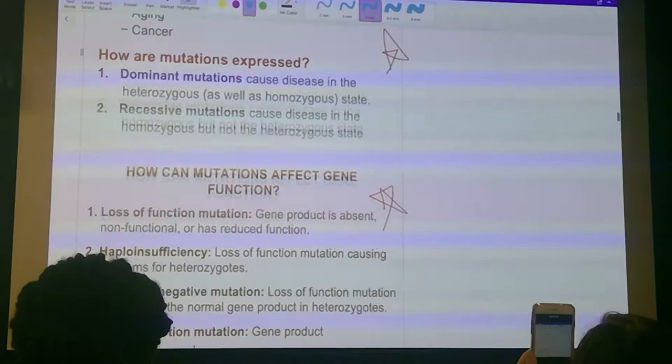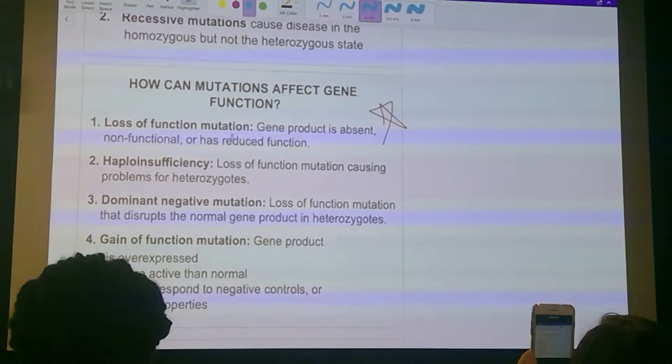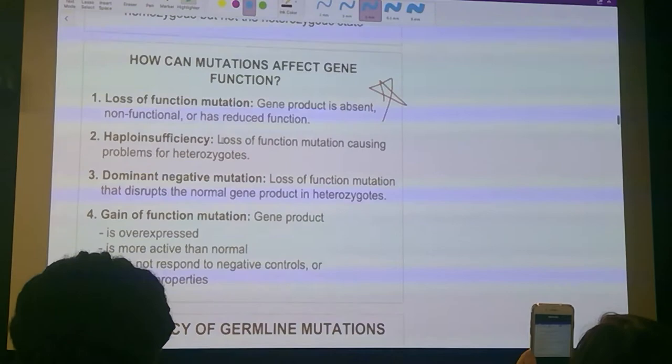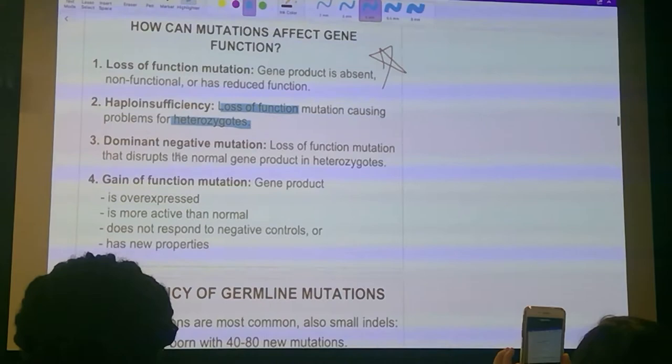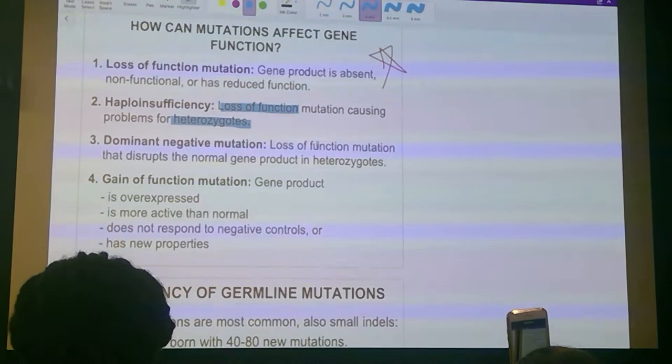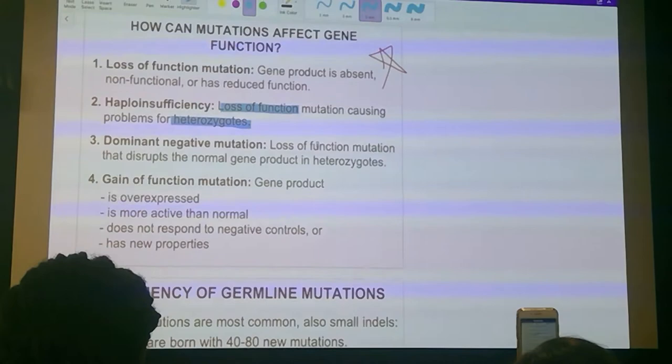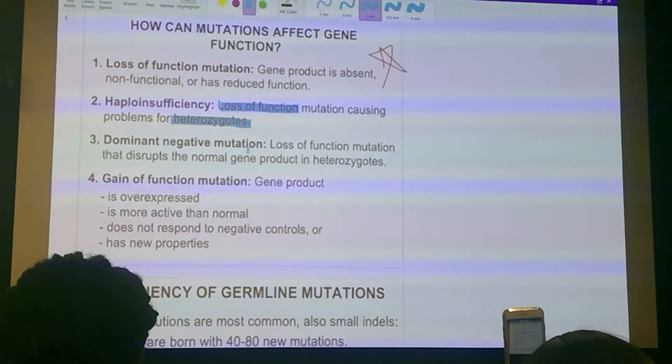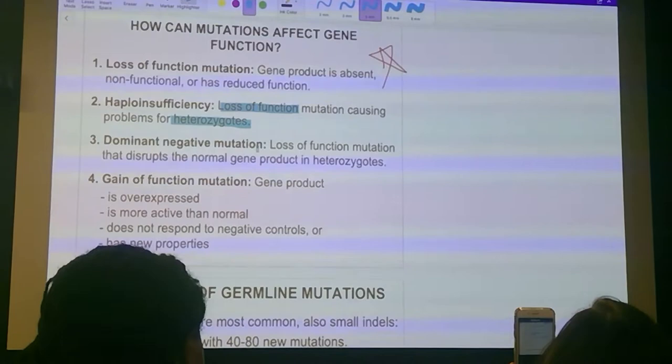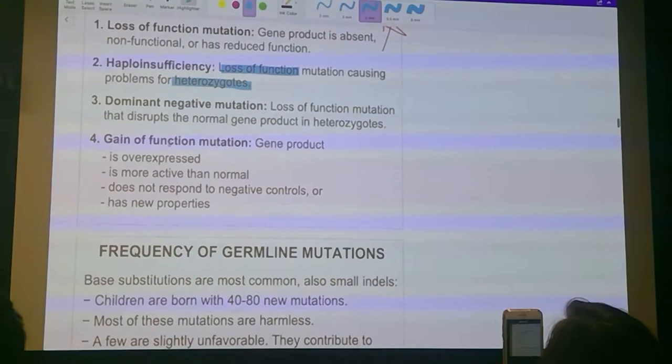Okay, so loss of function, you're not making the gene. Haploinsufficiency is for heterozygotes, less of a function. Dominant negative is when the products of the mutated gene dominate over the other products. How do I explain this? Just know that it's the products inhibiting the normal products. Okay. Gain of function, you're gaining something.